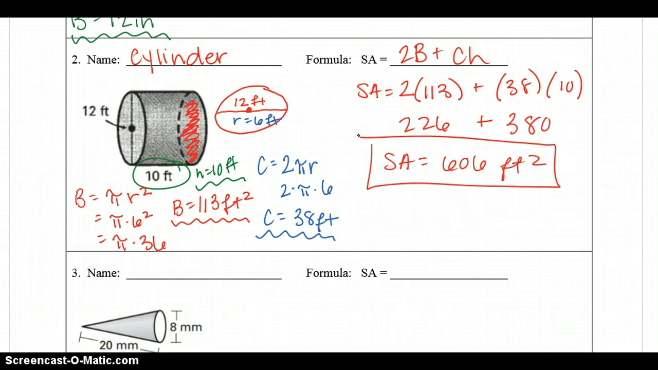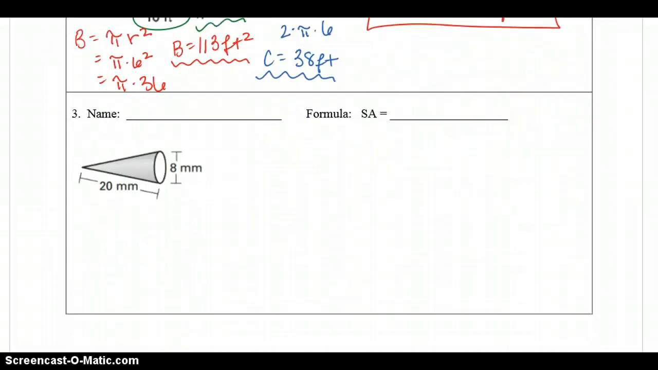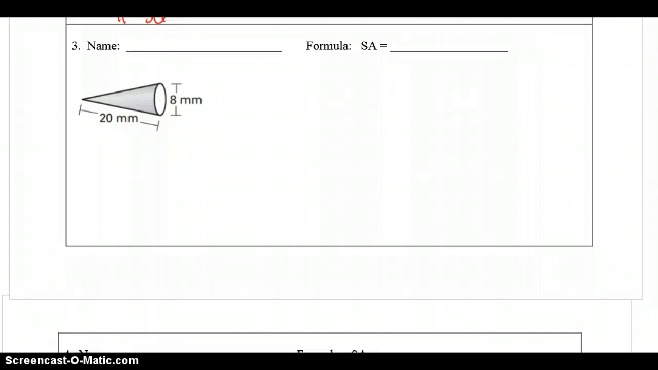Questions on number 2. Alrighty, let's look at number 3. Number 3, what kind of shape is this? It is a cone. What's the formula for the surface area of a cone? B plus pi times r times what? L. What does L stand for here?